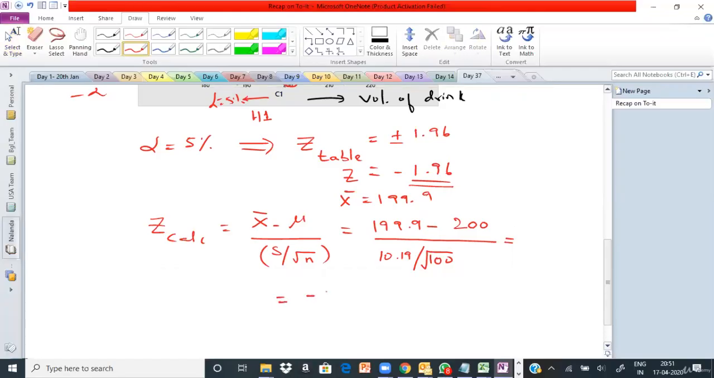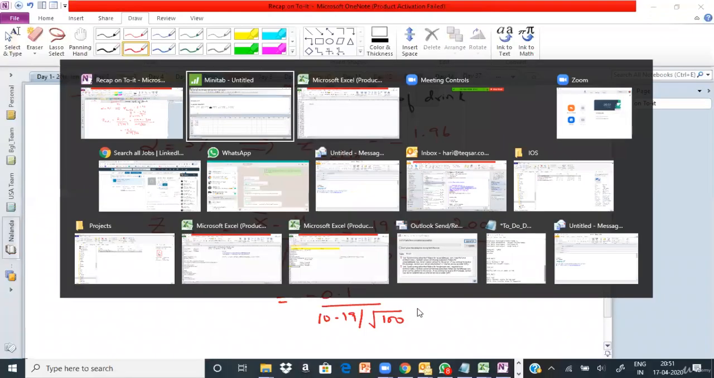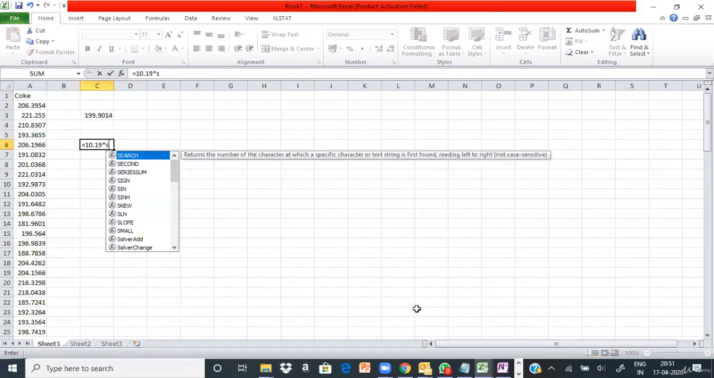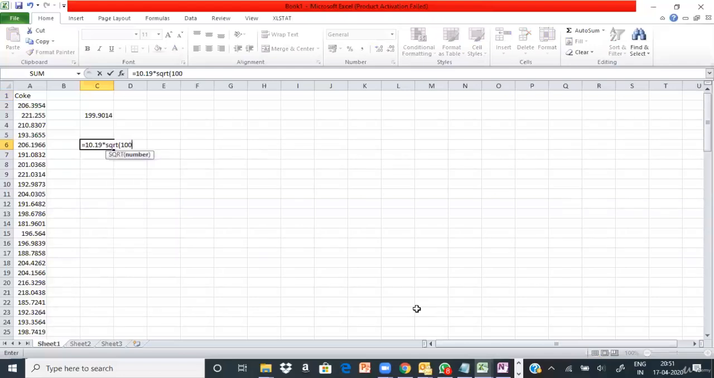This is minus 0.1 divided by 10.19 by square root of 100. So this is 10.19 multiplied by square root of 100. How much is this? This is what it is.